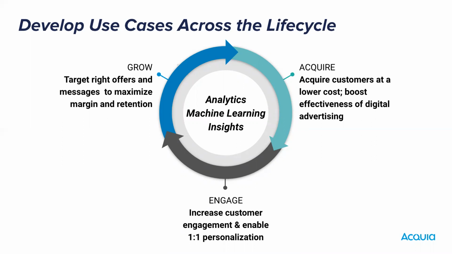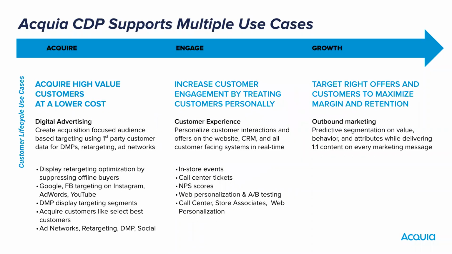So some examples of use cases in each of these categories, and these are by no means a definitive list, but looking through acquisition, digital advertising, so you can do display retargeting optimization by suppressing offline buyers, so people that are purchasing in store that you want to suppress ads to because they're in-store customers. That's an opportunity. Looking at building out more valuable audiences and segments for your Google and Facebook retargeting on Instagram, and doing things like acquiring customers, like selecting best customers to target offers to. So there are opportunities within acquisition.